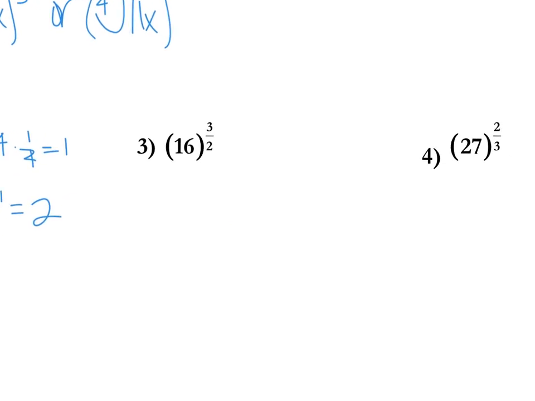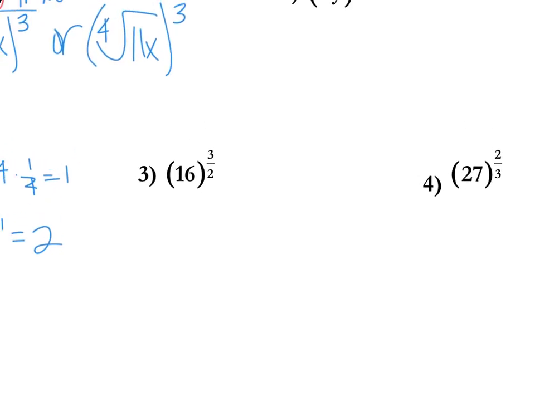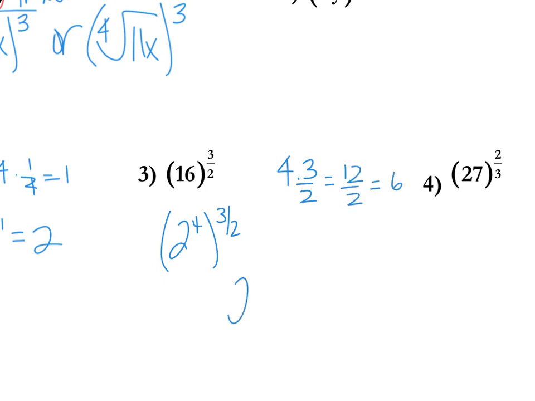So you could either do this one as 4 to the second or 2 to the 4th. It doesn't matter. I'm just going to do 2 to the 4th since we just did it that way. So now when you multiply 4 times 3 over 2, that's 12 over 2, which is 6. So this is 2 to the 6th, which equals 64. So when you take power to power, you multiply the exponents. That's what I just did.